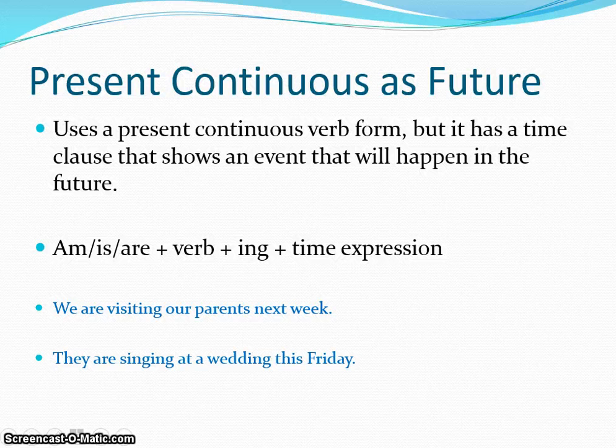We also have present continuous as a future form. Now this uses a present continuous verb form, but it has a time clause that shows an event that will happen in the future. So this is present continuous in the sentence. So am, is, or are plus verb plus ing plus a time expression. So I might say, we are visiting our parents next week. Or, they are singing at a wedding this Friday.